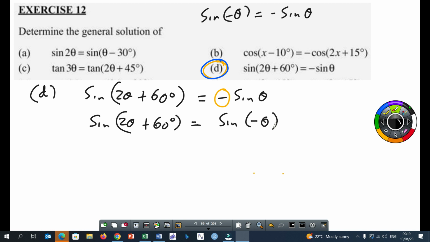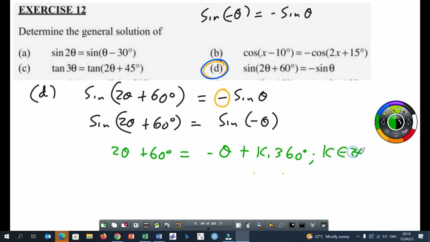Now what this means is your reference angle becomes minus theta. So if I want to carry on here, I'll end up having 2 theta plus 60 degrees is equal to minus theta plus k times 360, where k is an integer. Please be aware that your reference angle is this one here. It's in the fourth quadrant. It has got a sister or brother in the third quadrant.